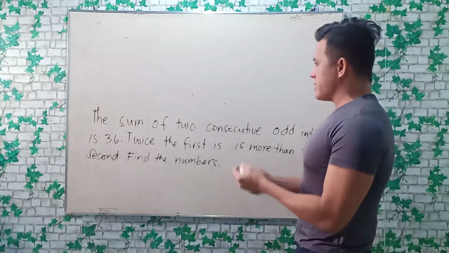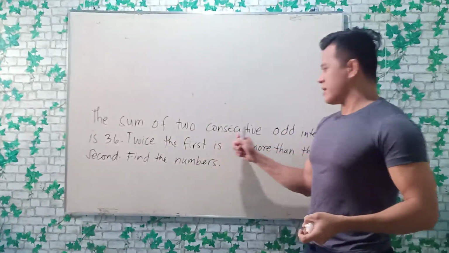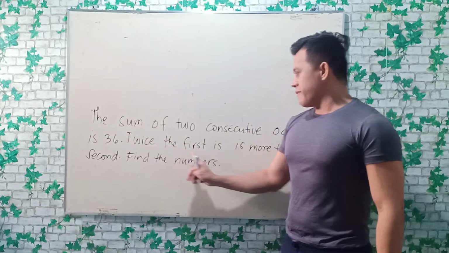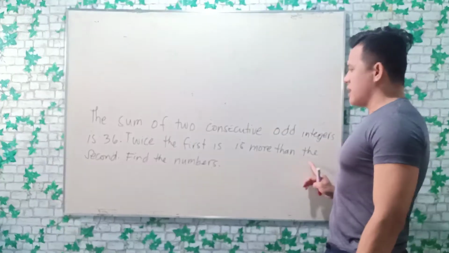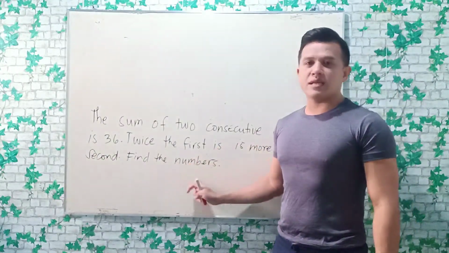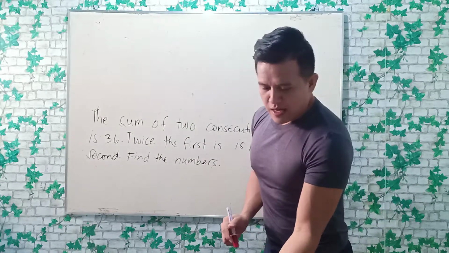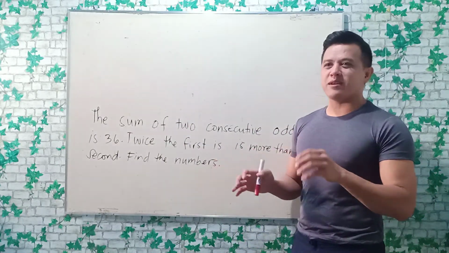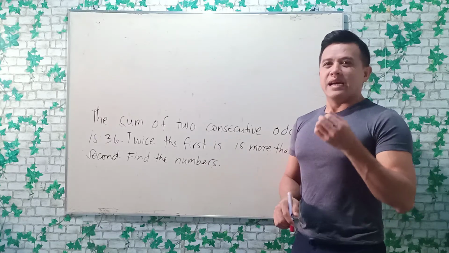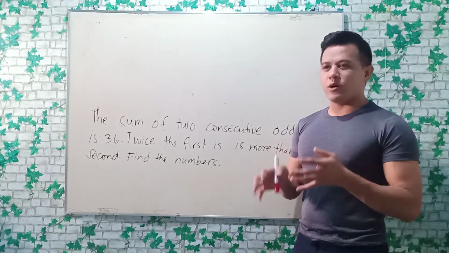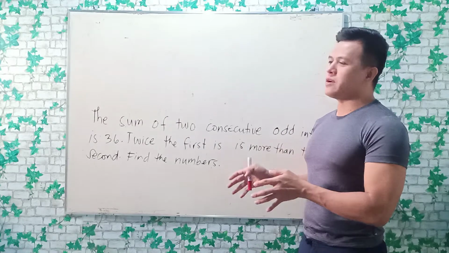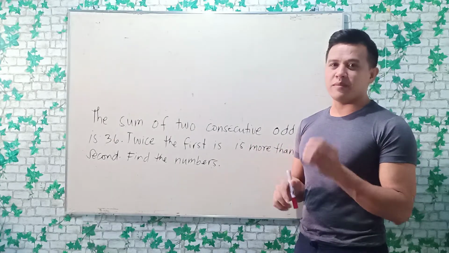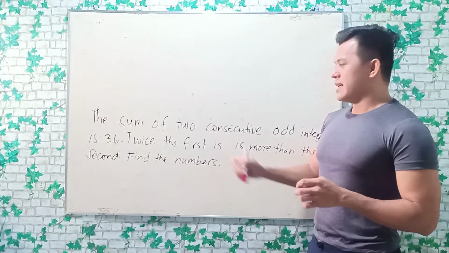As you can see here, the sum of two consecutive odd integers is 36. Twice the first is 15 more than the second. So find the numbers. The others, when they see this kind of problem, they would just say, oh my god, I don't know how to do this. But if you just practice and know the strategy on how to solve this problem, know the keywords and stuff like that, there will be no problem in dealing with this kind of algebraic problem.